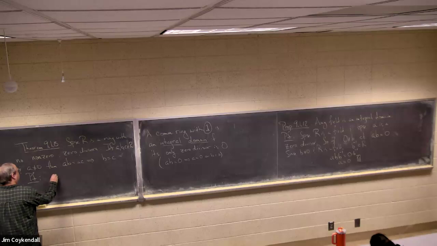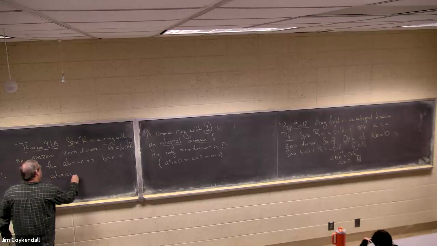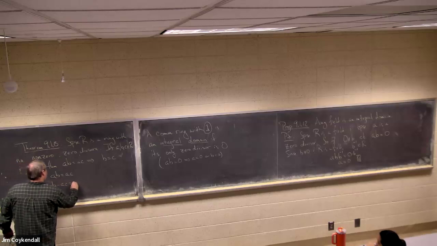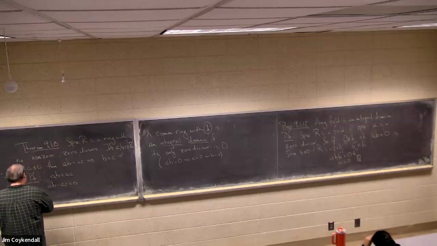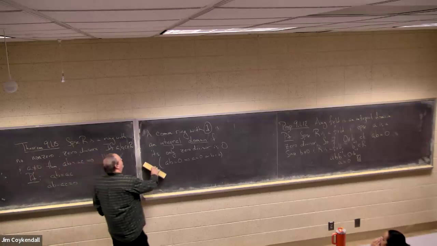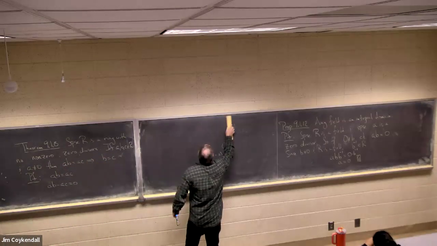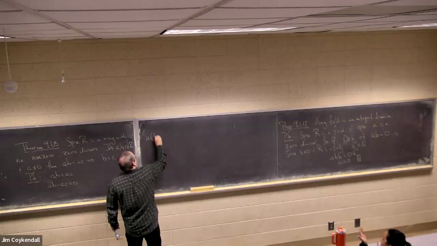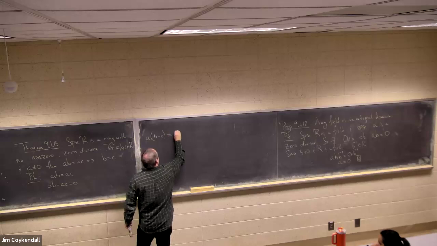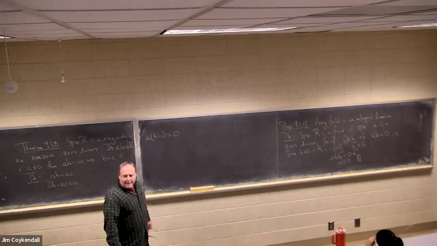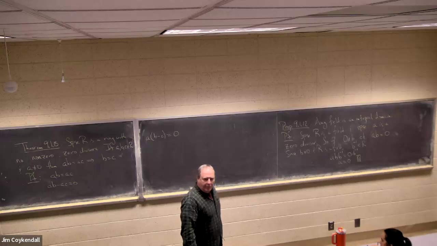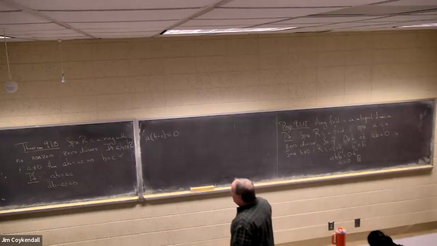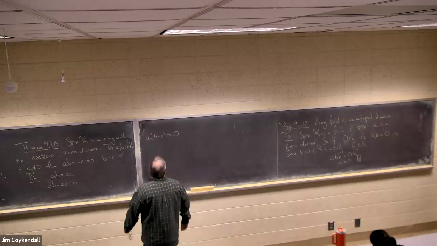Proof is not difficult at all. This implies ab minus ac is zero. And this is a ring, so we've got the distributive property. Now, what do I have here? I have a product of two things. One of them is called a and the other one is called b minus c, and their product is zero.